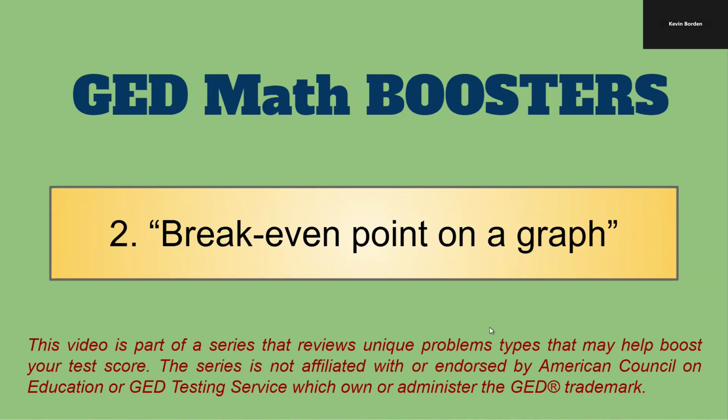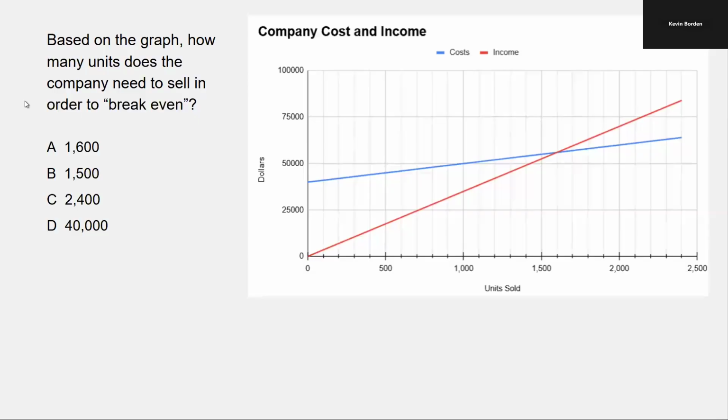Subject of today's video is a problem involving the break-even point on a graph. Here's our problem. Based on the graph, how many units does the company need to sell in order to break even? Let me talk first about this phrase, break even.